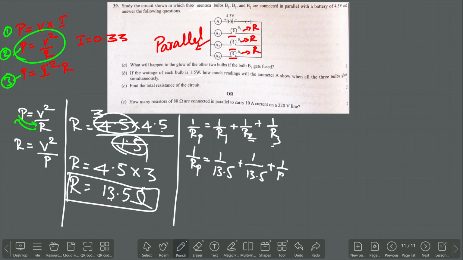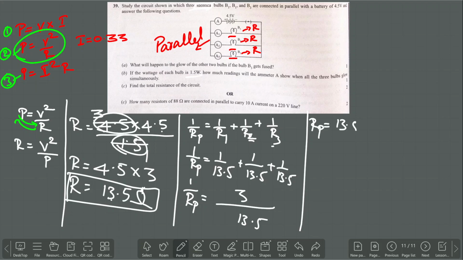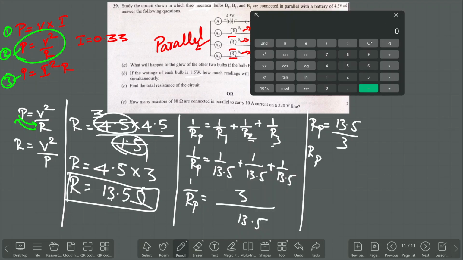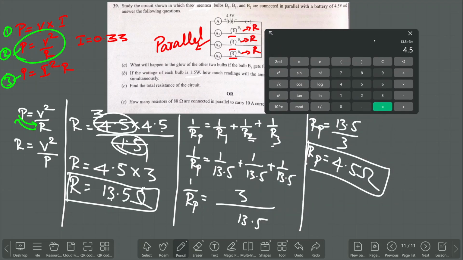1 by 13.5 plus 1 by 13.5. Since the denominator is the same over here, you can write it as 1 by 13.5, with 1 plus 1 plus 1 it is going to be 3. So you need Rp alone. So Rp is equal to 13.5 by 3. So Rp is equal to 4.5 ohm. So this will be the value of the net resistance.